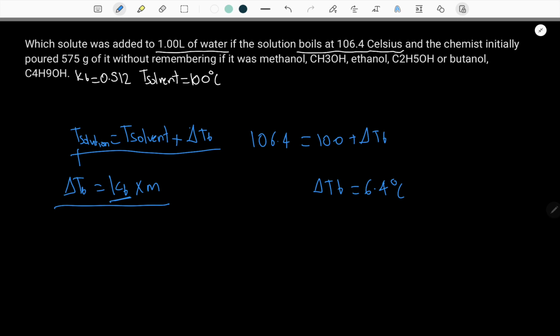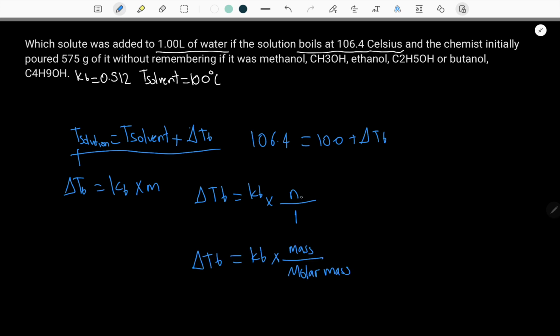Now using this formula, we can find the molar mass. Let's break this formula down further so we can find the molar mass. Here we can write m, which is molality, is equal to the number of moles of solute over the solvent. The solvent is 1 liter, and you can break this down even further: n as mass over molar mass. What we have to find is the molar mass, and the mass is given to you as 575 grams, and Kb is also given.